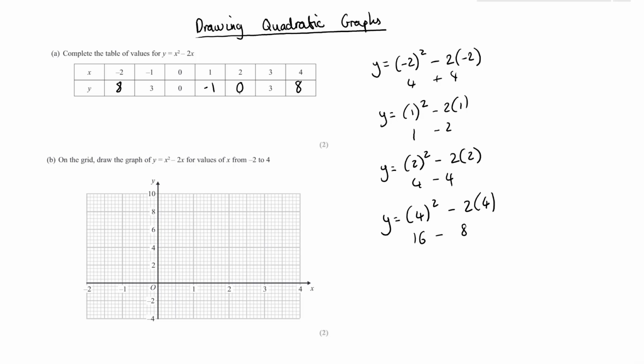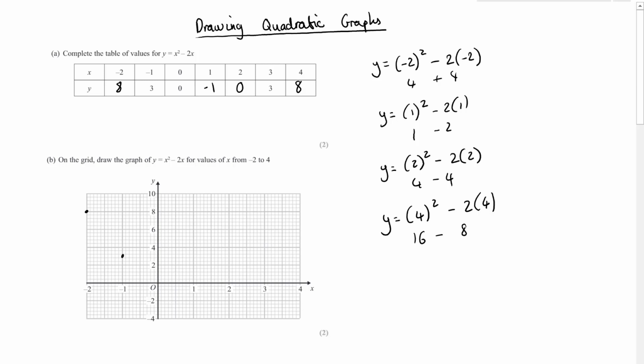Okay, then on the grid, draw the graph of y equals x squared minus 2x, which we've got the coordinates for now, from the values of x from minus 2 to 4, which is what we filled out. So then we just have to plot all of these points. When x is minus 2, y is 8, so that's up here. When x is minus 1, y is 3, so that's actually dead in the center of this one here. There we go.